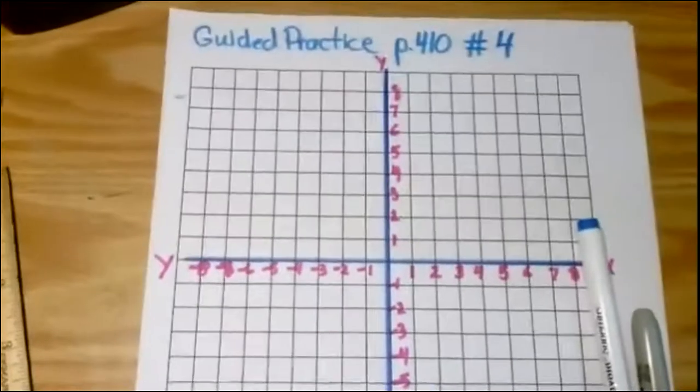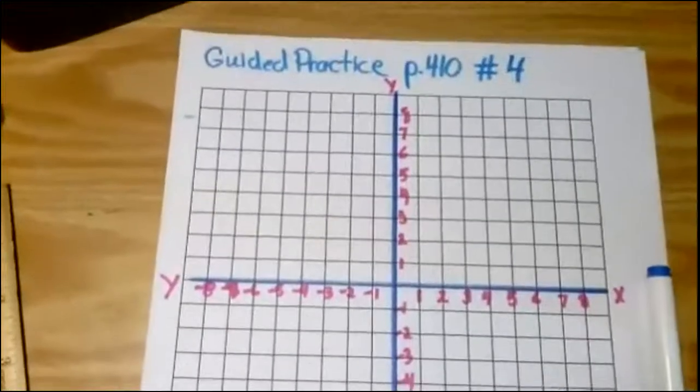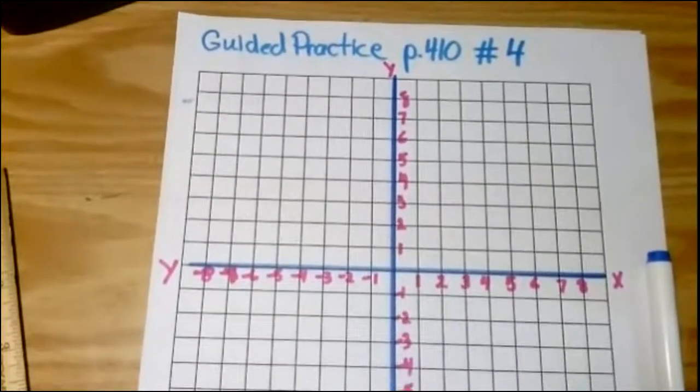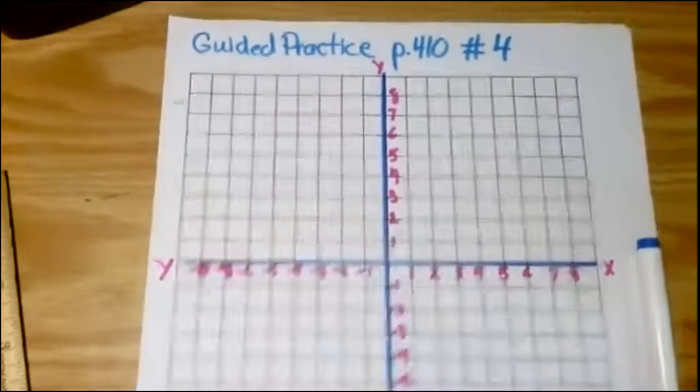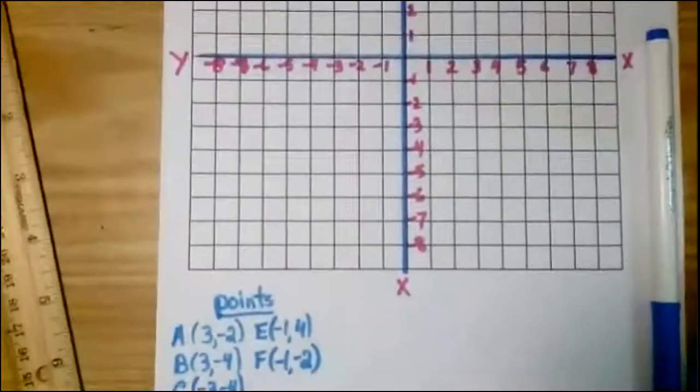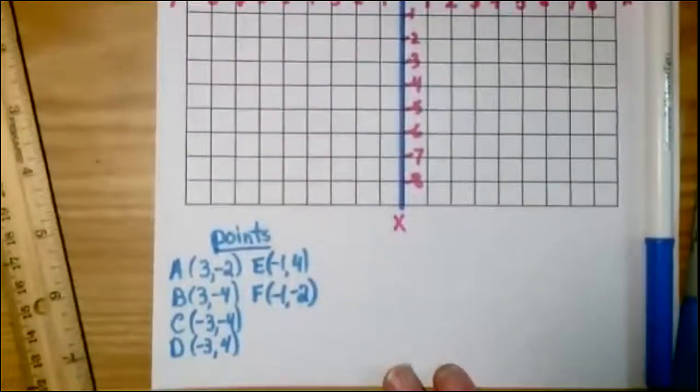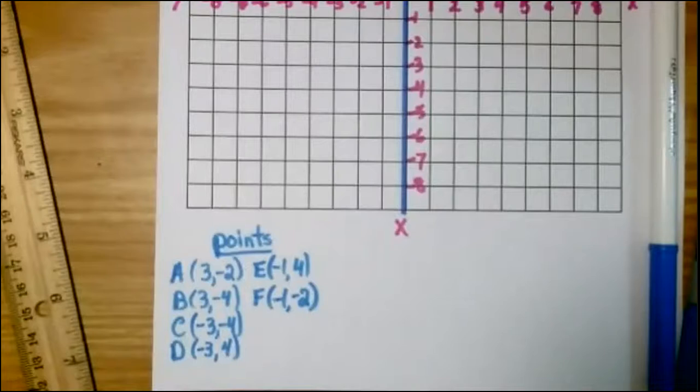Okay, this is guided practice, page 410, number 4. And I actually wrote the points we need to plot down here. So if that was a good idea or not, hard to see them all at once. We'll try. So we have to plot, let's read what it says here.